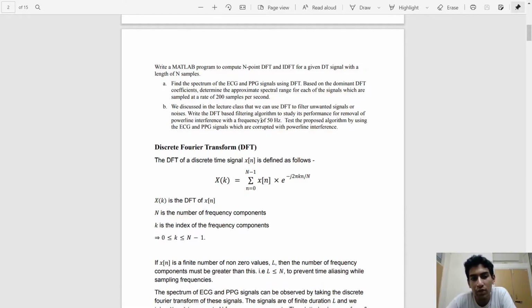In the second part of this experiment, we will be given an ECG and PPG waveform which have noise at 50 Hz frequencies. What we'll do is find the discrete Fourier transform and set the coefficients corresponding to this 50 Hz noise to 0, and then we'll do the inverse discrete Fourier transform and get a clean signal.